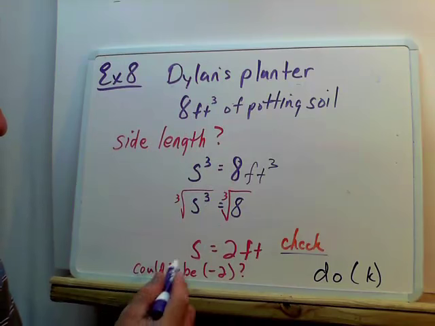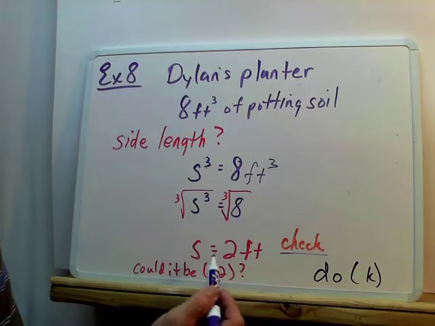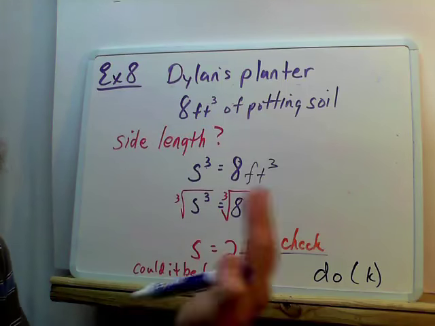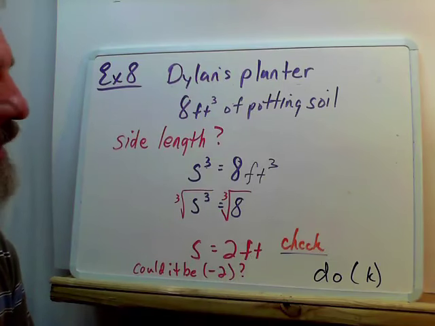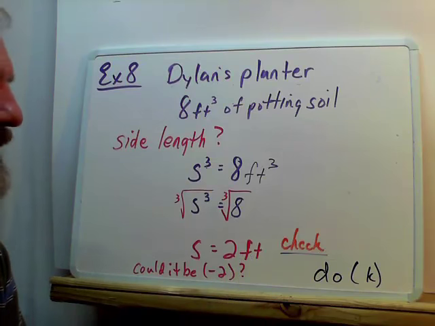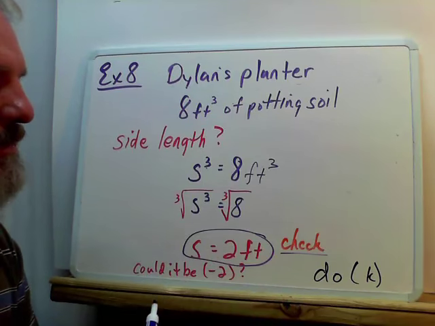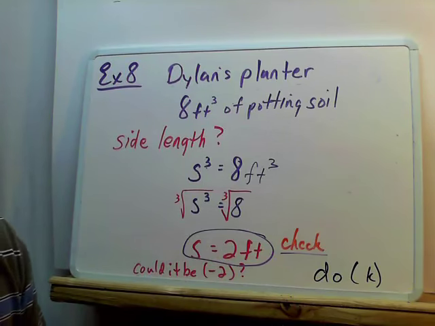And you have to ask yourself, because we started out with S cubed, we're going to use positive or negative numbers if they apply. But does a negative 2 feet for the side length of a planter make any sense? It does not. So this is our only answer. Please press pause and do letter K.